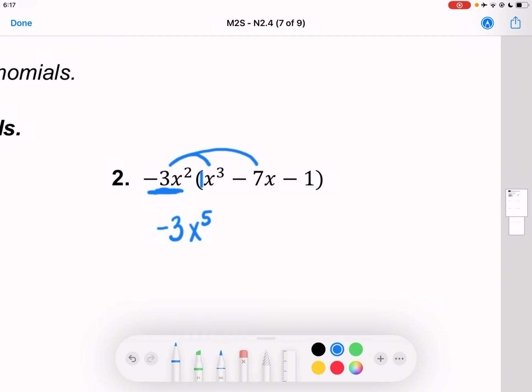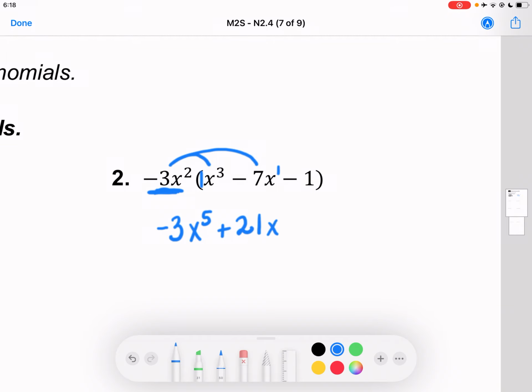Negative 3x squared times negative 7x. So we're going to multiply the negative 3 with the negative 7. Multiplying two negatives becomes a positive. So we get positive 21. And then x squared times x. Remember, we're going to be adding these exponents. So 2 plus 1 is a 3. So we get 21x cubed.